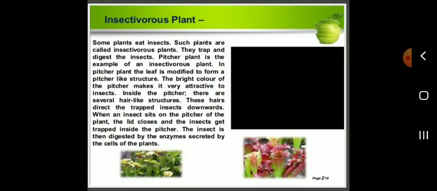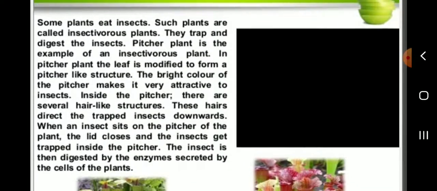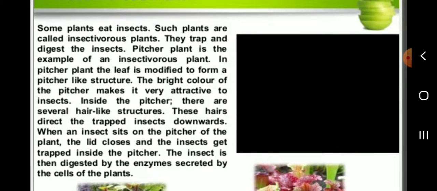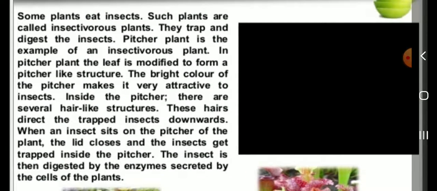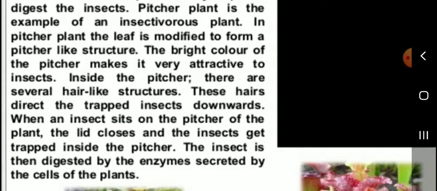Okay. Then next, insectivorous plant. This is an insectivorous plant, see the picture in your book also. Some plants eat insects. Such plants are called insectivorous plants. They trap and digest the insects. Pitcher plant is an example of an insectivorous plant. Pitcher plant is also an insectivorous plant.